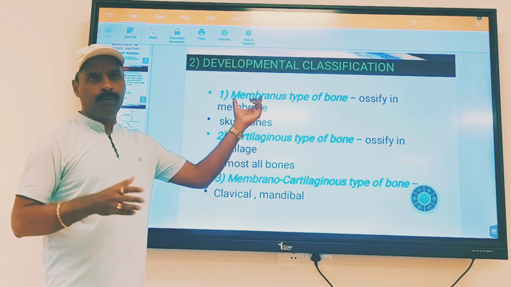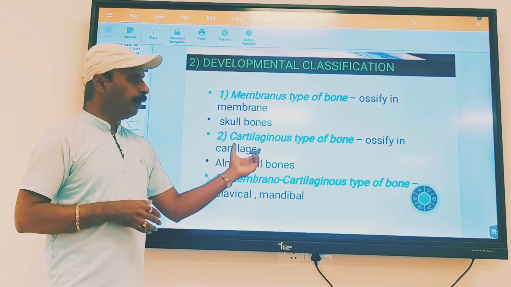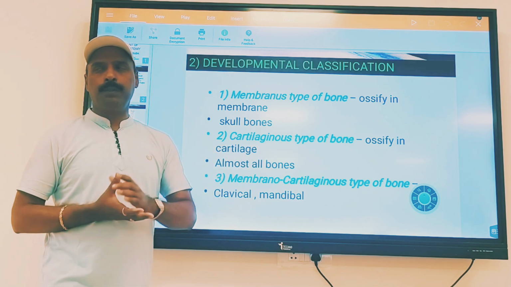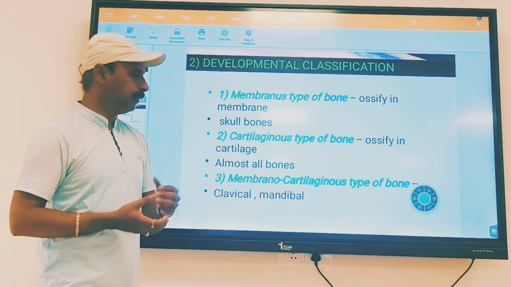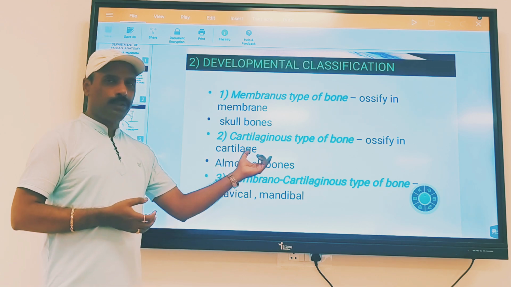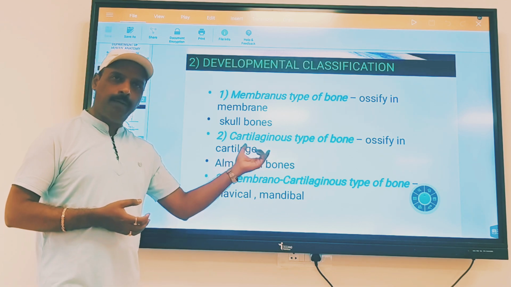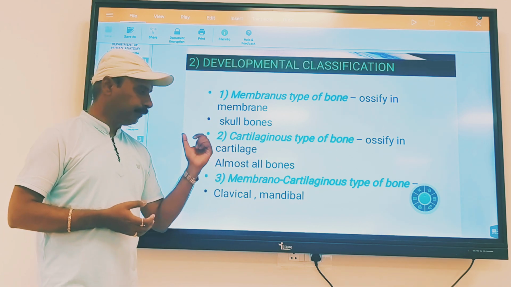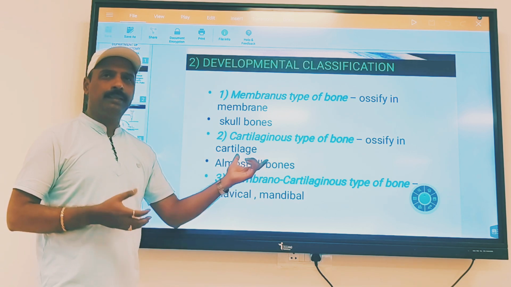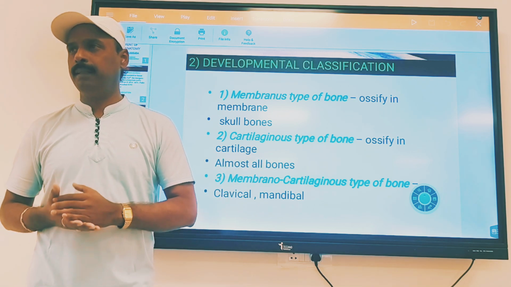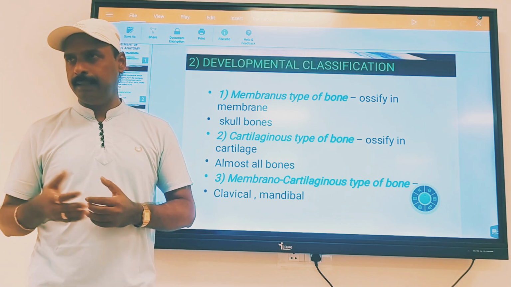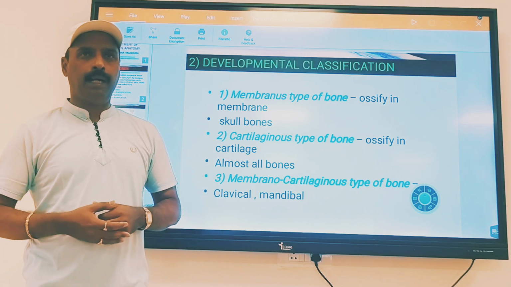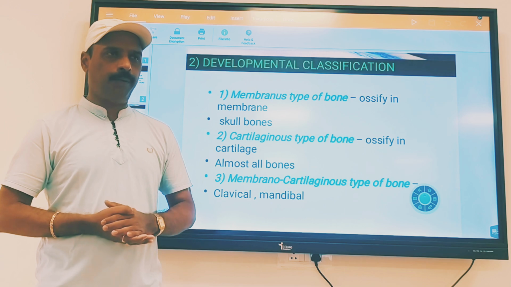Membranous ossification almost all occurs before birth. After birth, almost all the bone development is cartilaginous. Almost all the bones in our body develop in the cartilaginous way. Next, membrano-cartilaginous. Some bones start developing in the membranous way, partly membranous and partly cartilaginous. Both processes are followed.